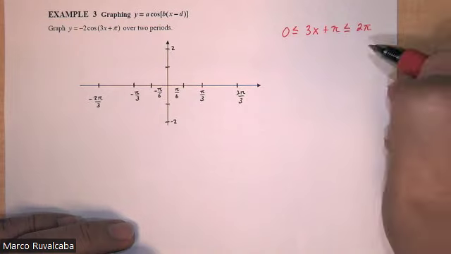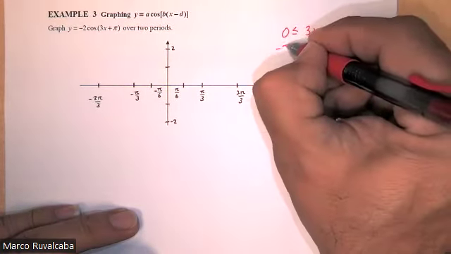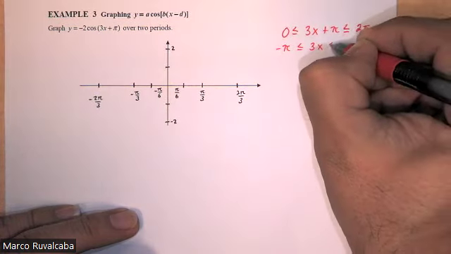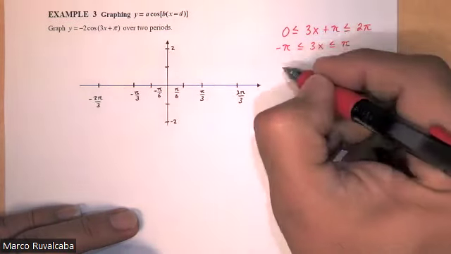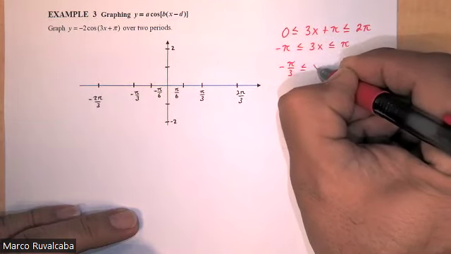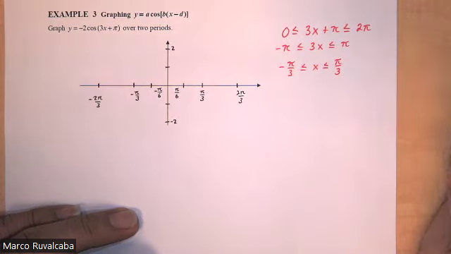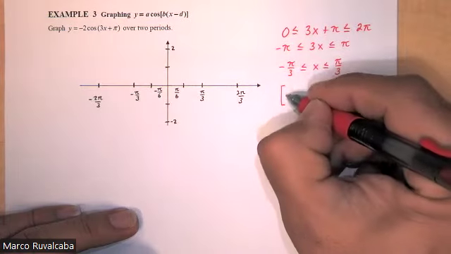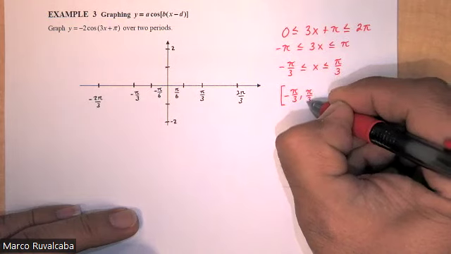Okay, so subtract pi from both sides. That'll give you negative pi less than or equal to 3x is less than or equal to pi. And then divide by 3. That'll give you negative pi thirds is less than or equal to x is less than or equal to positive pi thirds. So our interval in question is between negative pi thirds and pi thirds.